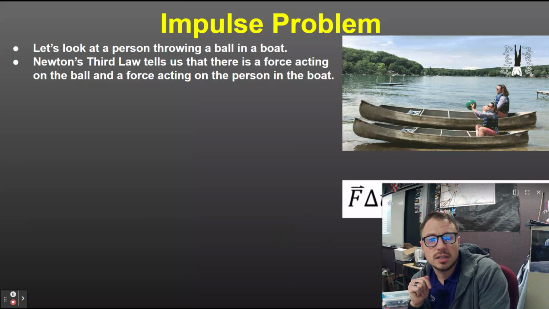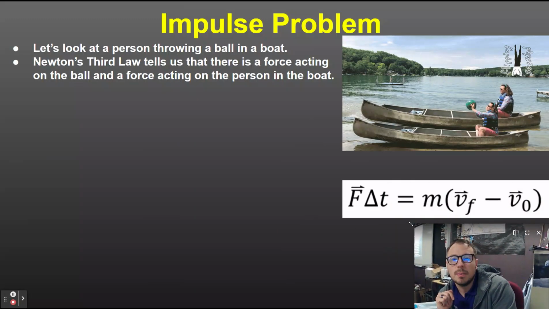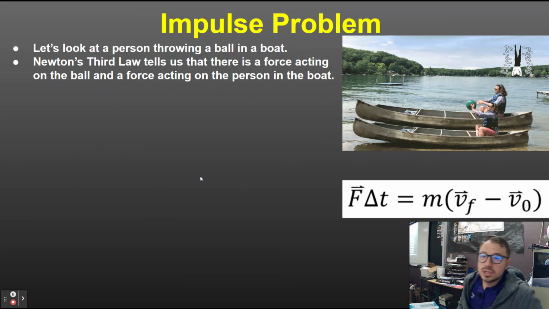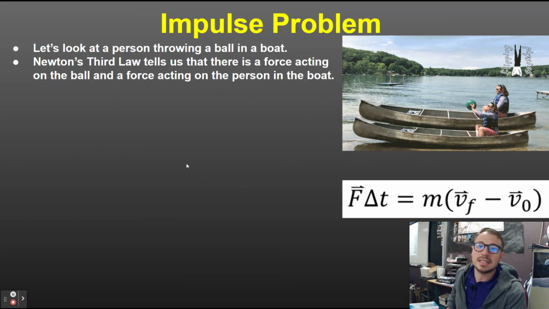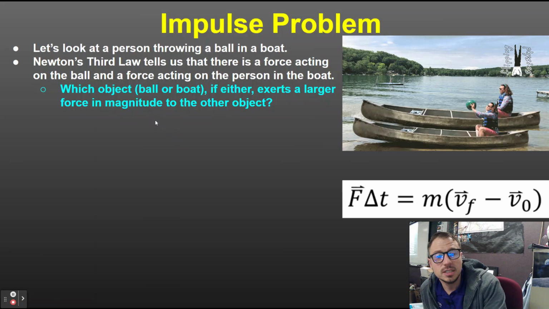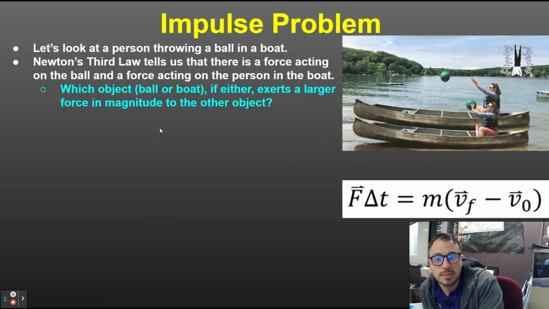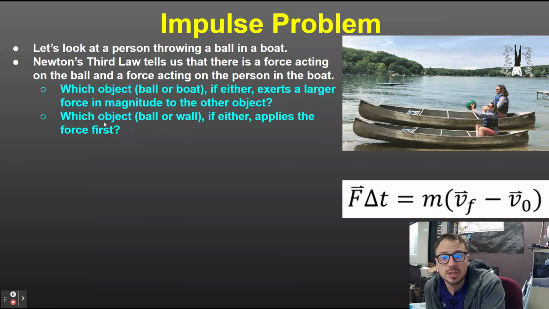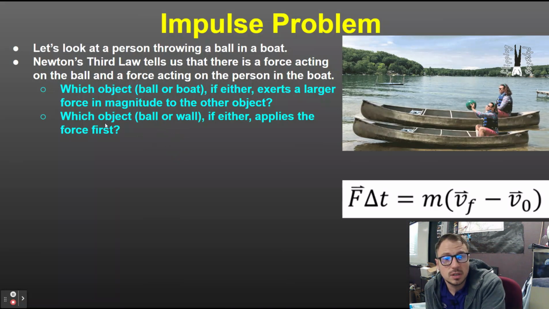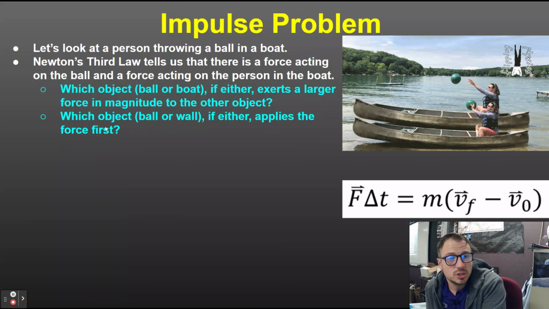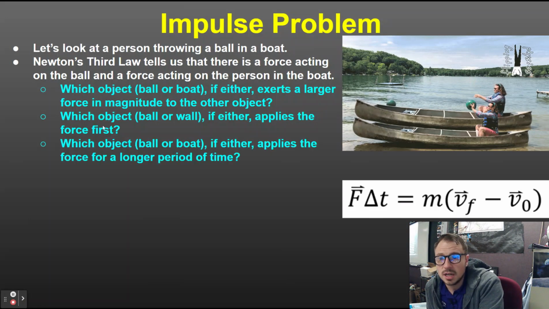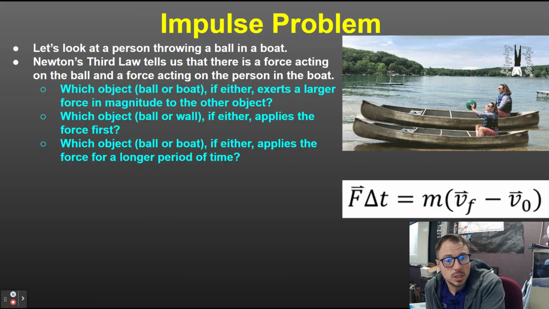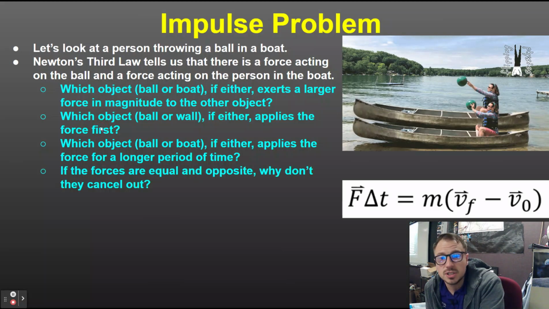So let's just take a look at somebody throwing a ball in a boat. Newton's third law tells us that there is a force acting on the ball and a force acting on the person in the boat. So let's take a look at which object exerts a larger force in magnitude. Well, they're going to be the same. That's what Newton's third law tells us. Now, which of these objects exerts the force first? Well, force pairs are simultaneous. They start at the same time. Which object applied the force for a longer period of time? Force pairs are simultaneous. They're applied for the same amount of time.